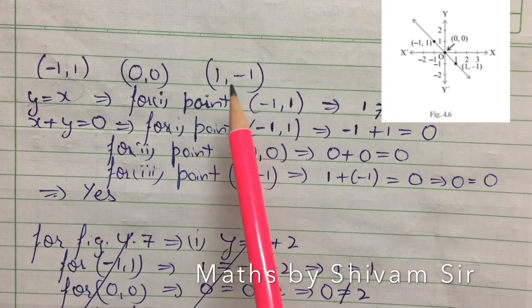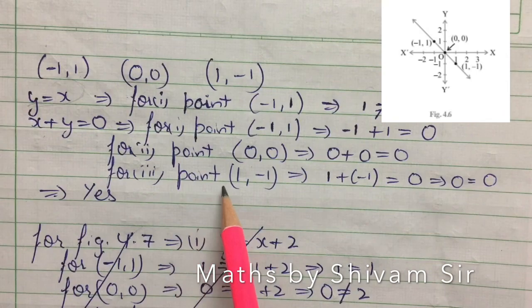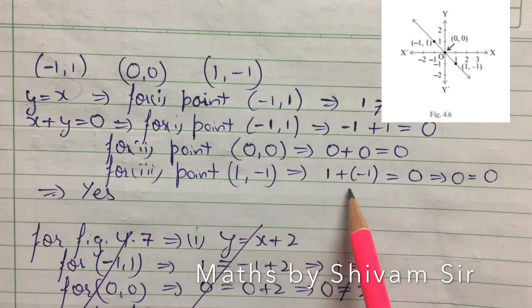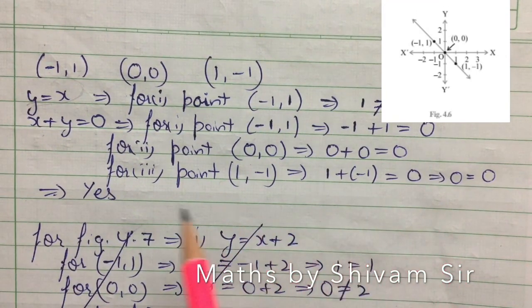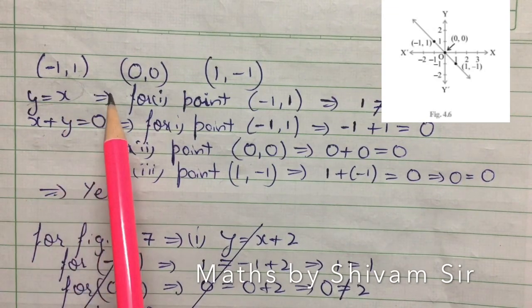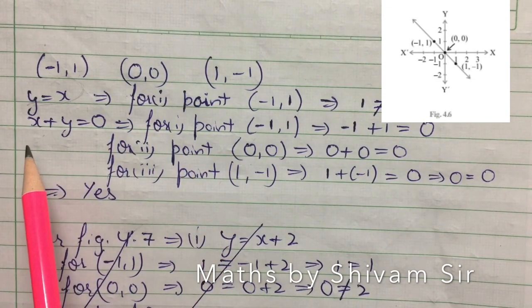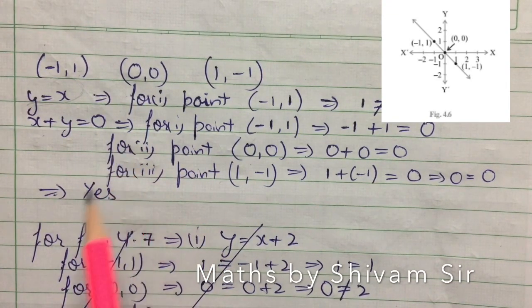Next, for the third point (1, minus 1), put x is equal to 1 and y is equal to minus 1, which is also 0. So yes, the graph given is of the equation x plus y is equal to 0. Let's move on to the next part of it.